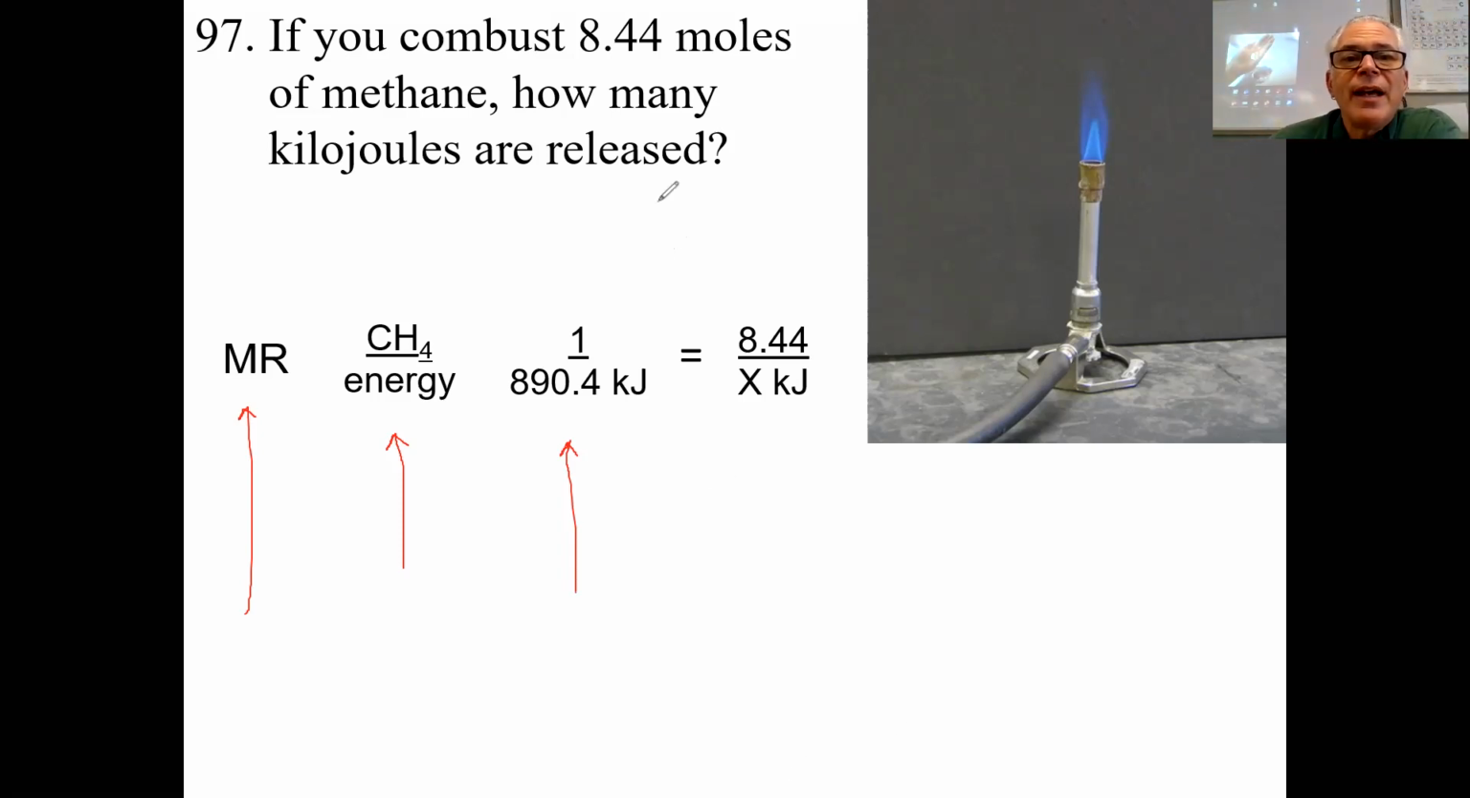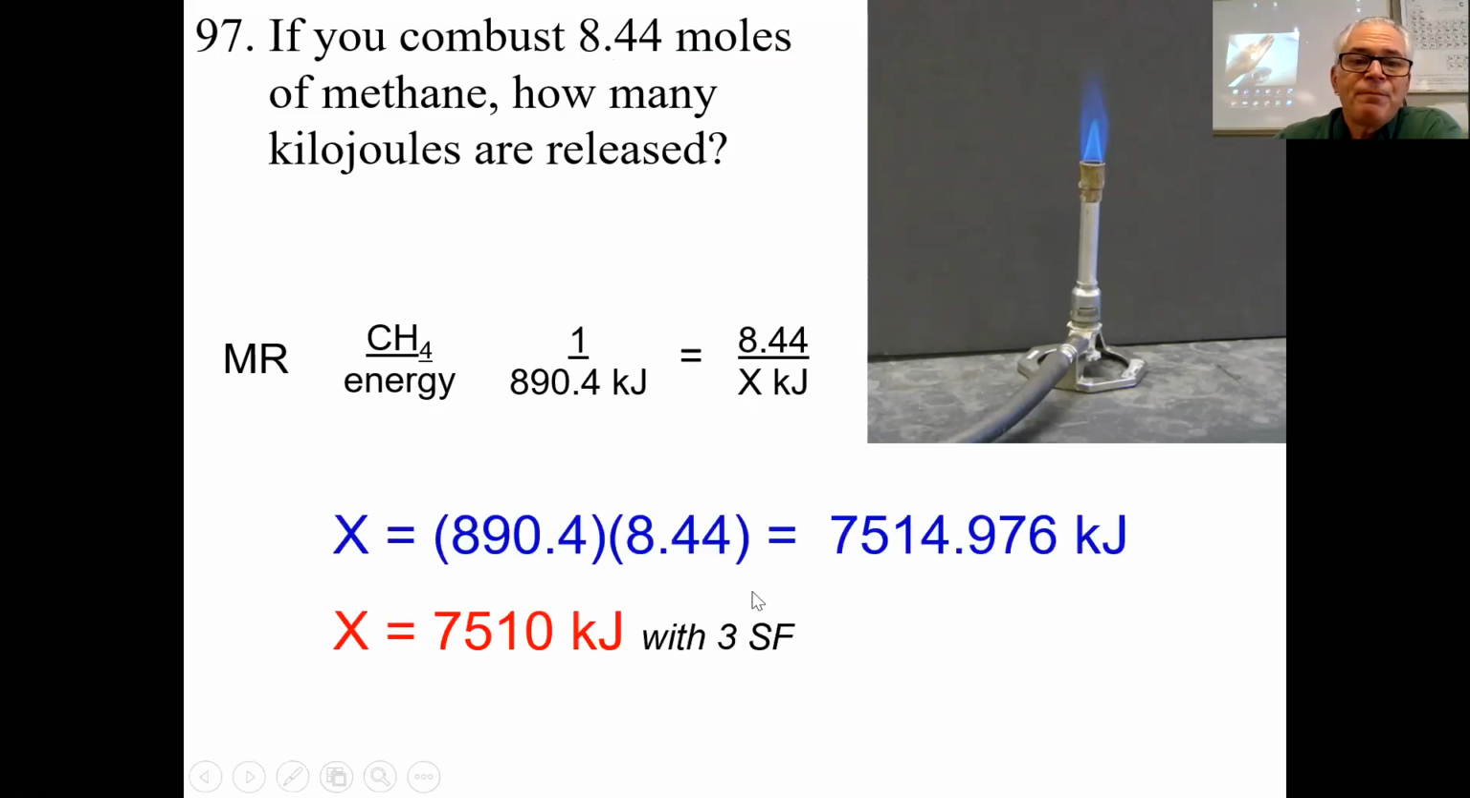Now this question is about 8.44 moles. Look, 8.44 moles has to be in proportion to a certain number of kilojoules that's equal to the mole ratio we get from the balanced equation. The 1 to 890.4 is in proportion to 8.44 to x. Now, how do we deal with this? We have to cross multiply. And by cross multiplying, we're going to get 890.4 times 8.44, and it's kilojoules.